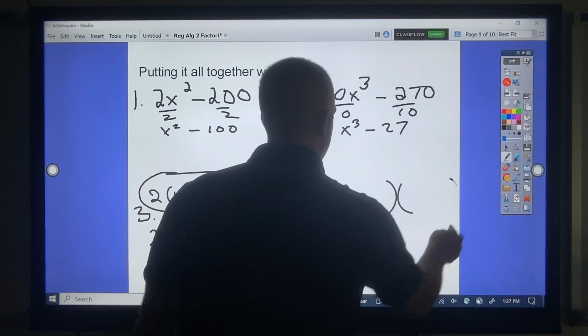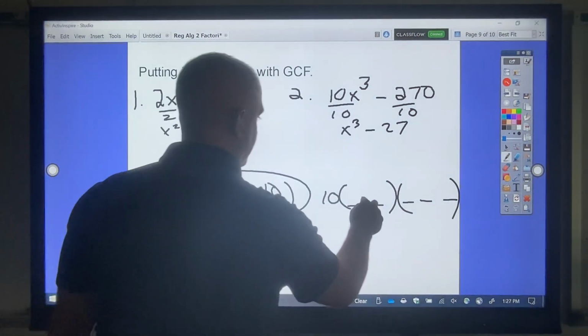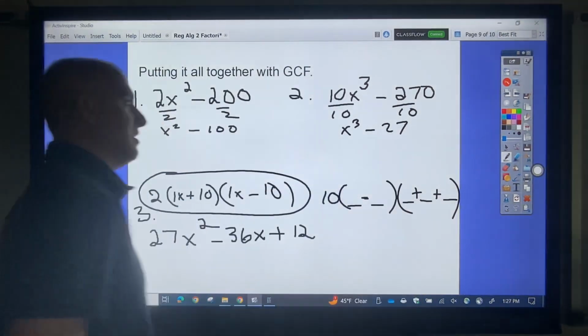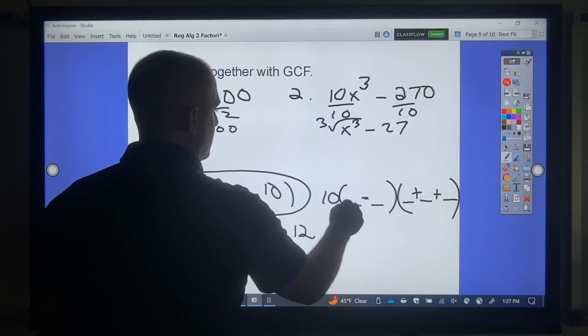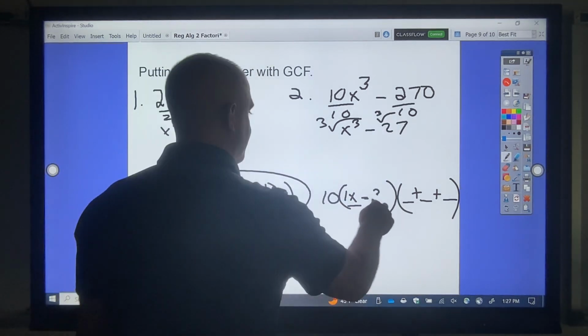And here's a pattern one. 2 by 3 pattern. Since this is a minus, this would be a minus. This is always a plus. This is opposite, so plus. Okay? Cube root of x cubed, that's easy. That's going to be 1x. Cube root of 27, that's got to be 3.